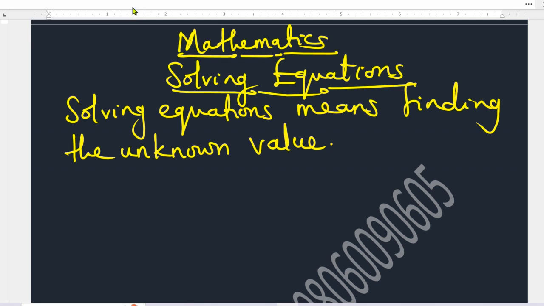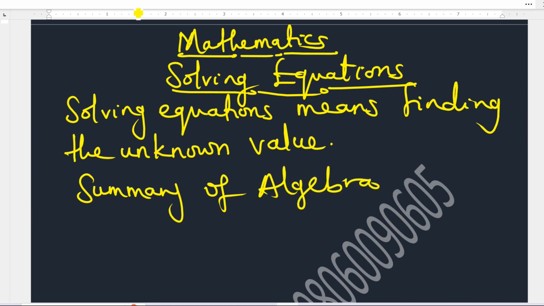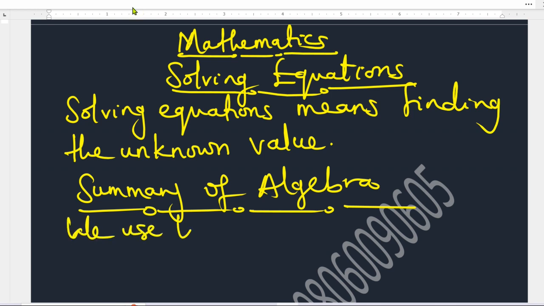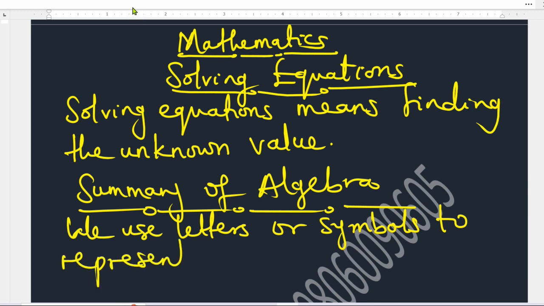Now, a quick summary of what algebra is. Algebra uses symbols to represent values in mathematics. When it comes to algebra, we use letters or symbols to represent values. That is dealing with algebra.